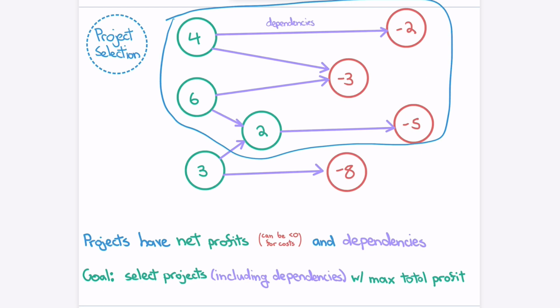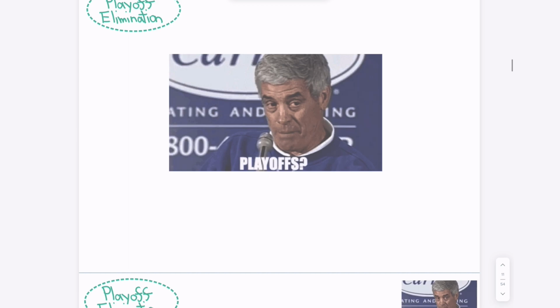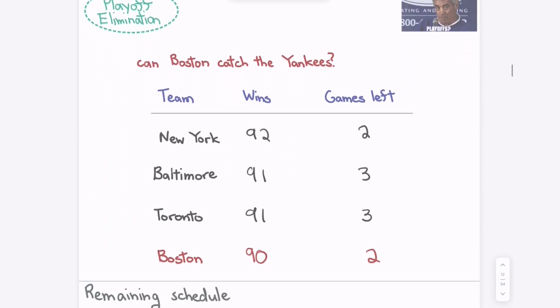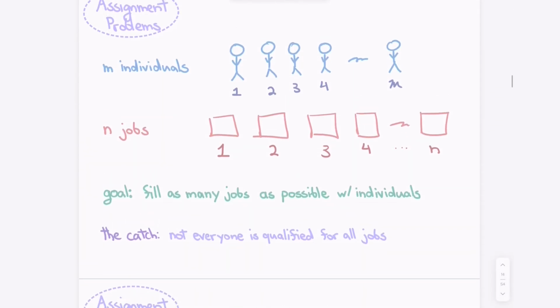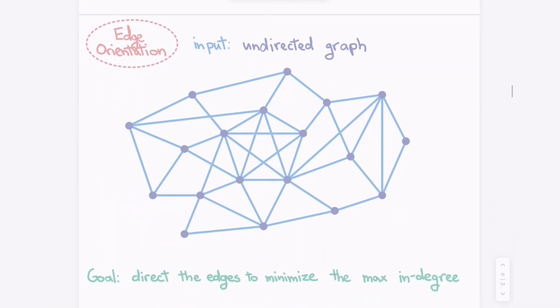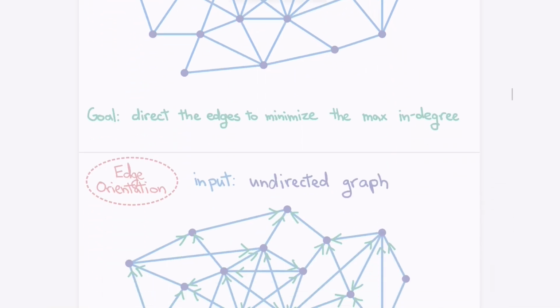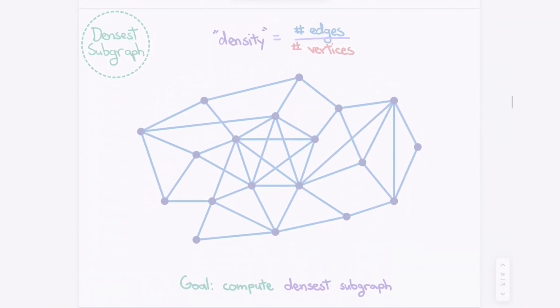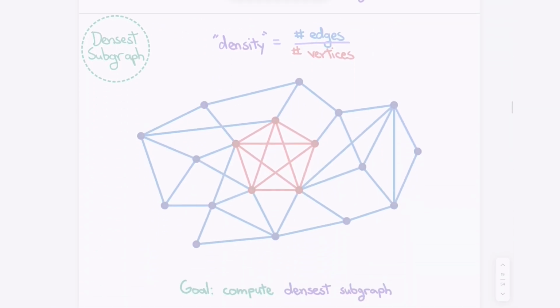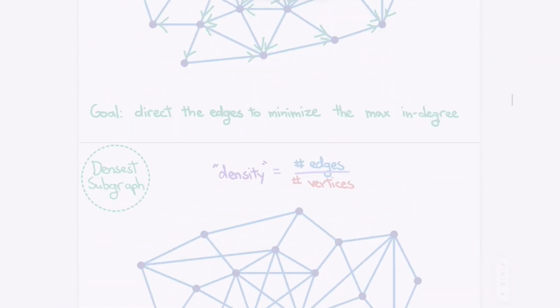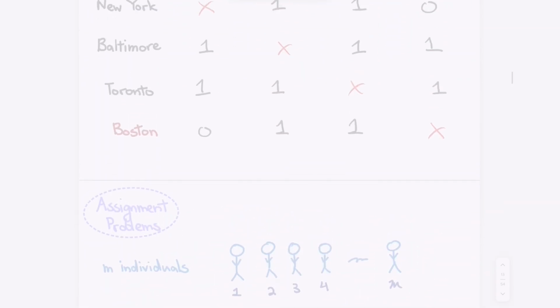I'll just briefly mention what else we'll do. Playoff elimination. So here you have some teams with a certain number of games left, and you just want to know, I promise you would leave. Another one is assignment. Another one is orienting edges to minimize the maximum degree. And the last one is trying to find the densest subgraph in a graph. Okay, so I'll reintroduce them last time, but that's all of them. And we'll end there. All right, thank you.